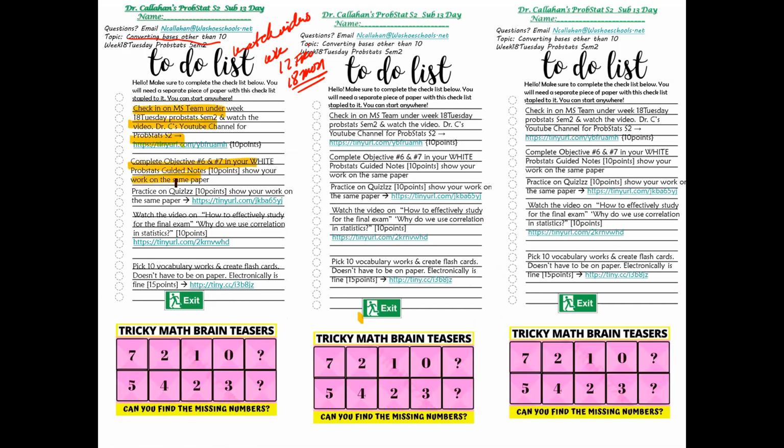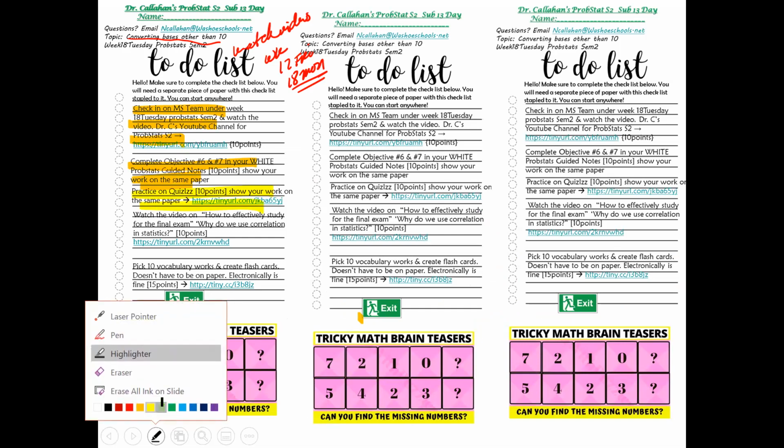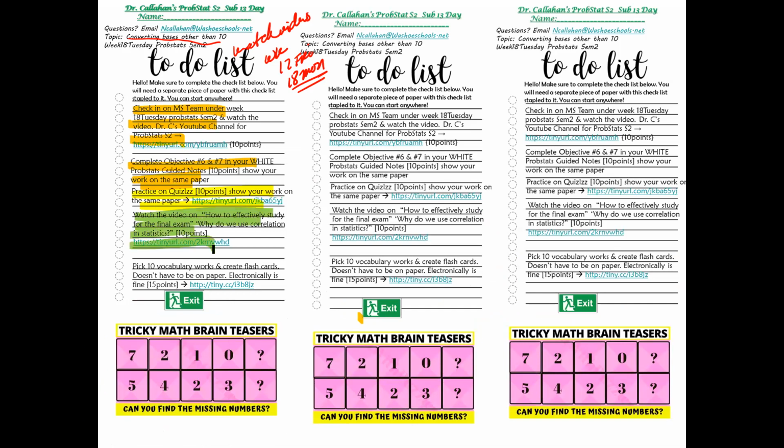When you're done with the second part, I want you to go to the third part, which is to go to this link for the quizzes. It's a summary of your final for this class for probability and statistics. After that, go to this part where it says, why do we use correlation statistics? Make sure you watch that video, how to effectively study for the final exam, and why do we use correlation statistics. And lastly, pick 10 vocab words from this Quizlet and create flashcards, or make sure you pick 10 that you don't know how to do.